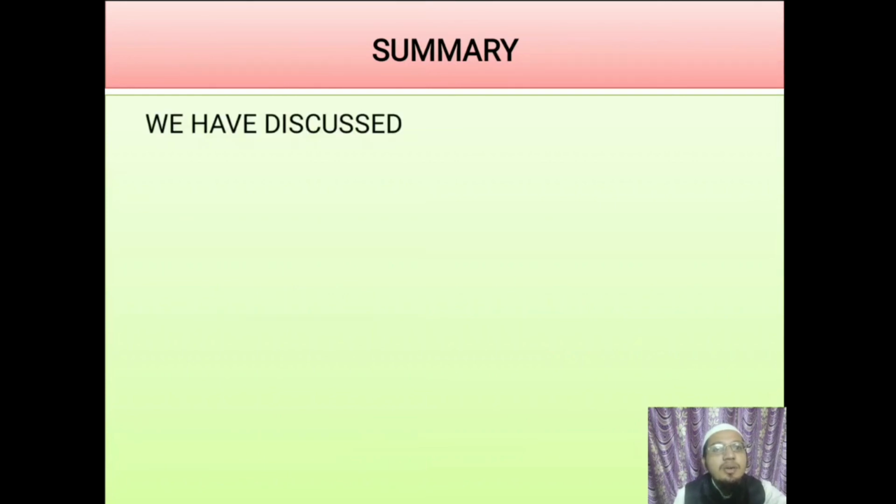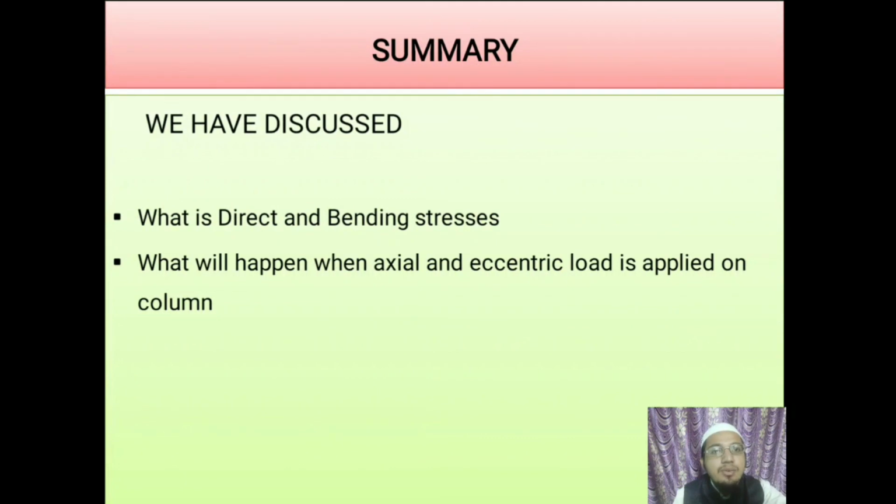Let us summarize what we have learned in this session. We have discussed what direct and bending stresses are, and also what happens when axial and eccentric load is applied on the column, that is, its effect on the column.